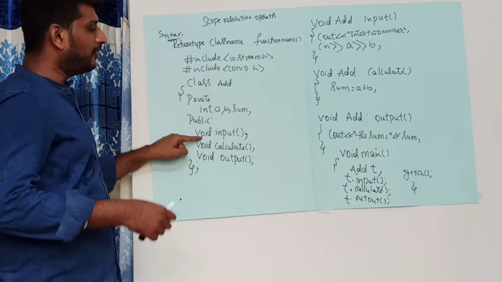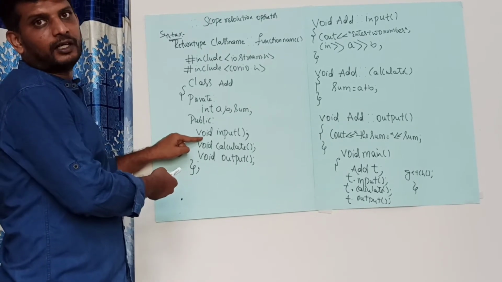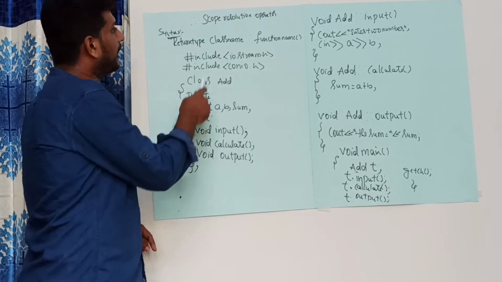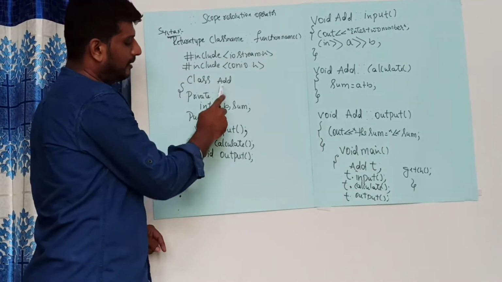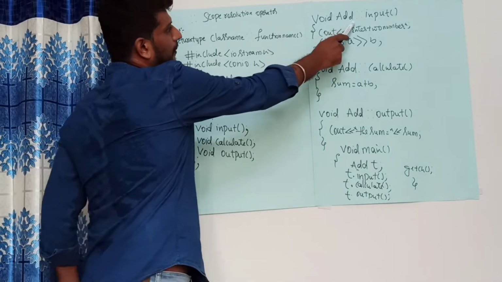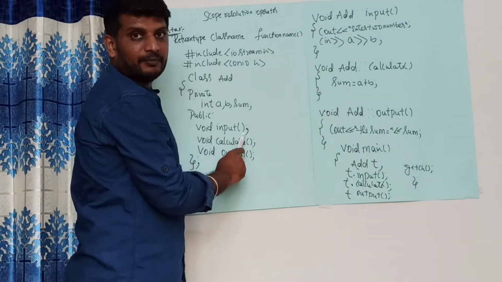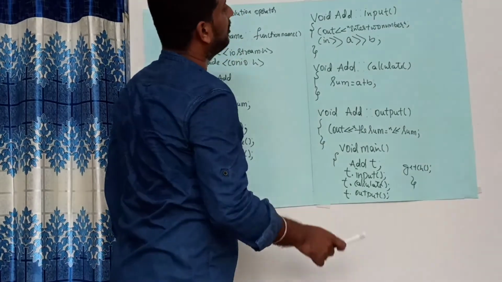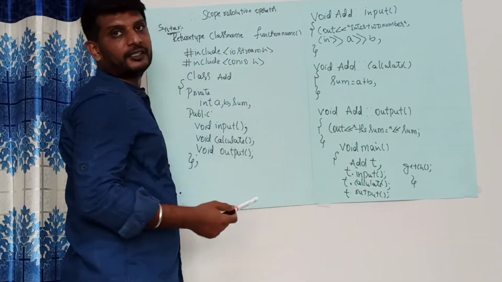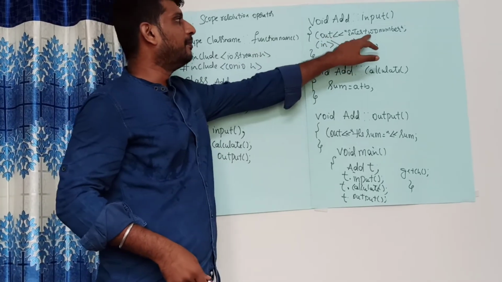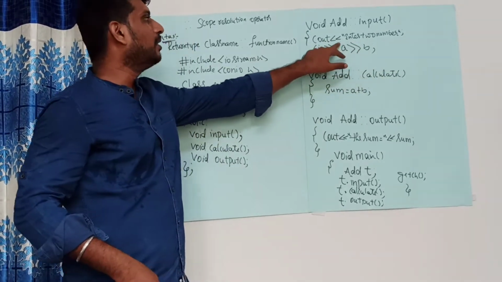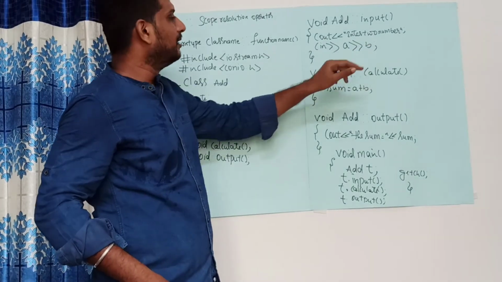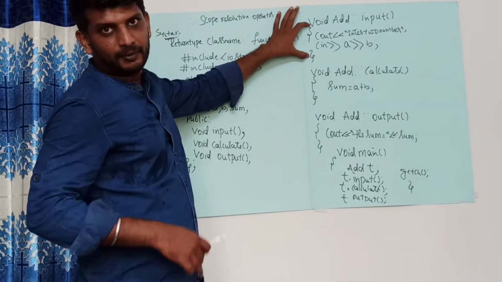So firstly we will define the function called input. The return type is void, the class name is add, and then the scope resolution operator, and then the function name input. You should not use a semicolon over here. That's the thing you have to remember. Next, in the input function, I am reading the values. cout, enter the two numbers. cin, a and b, I am reading the two values. This part is over, input is over.